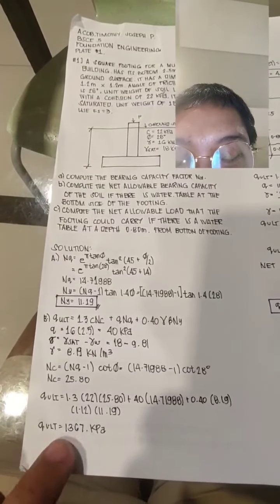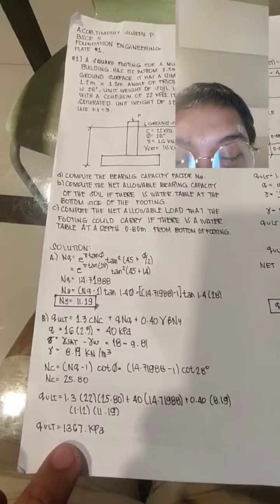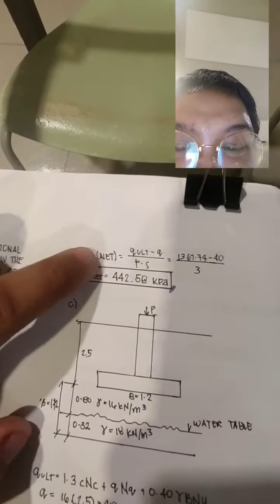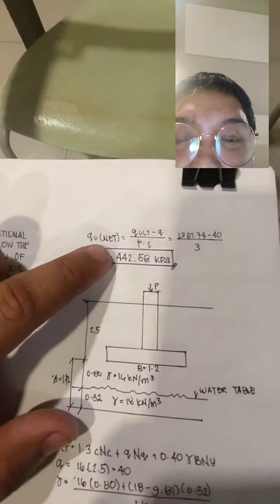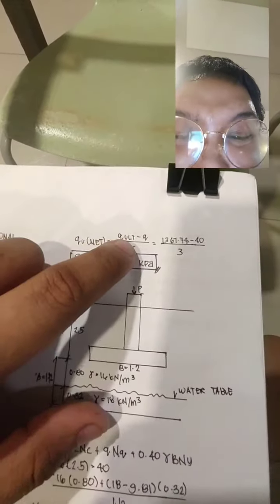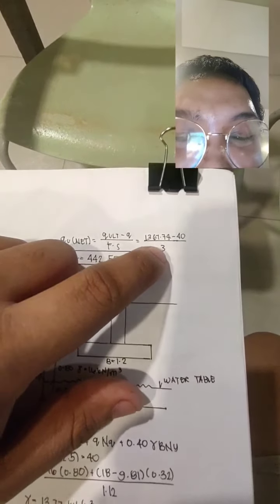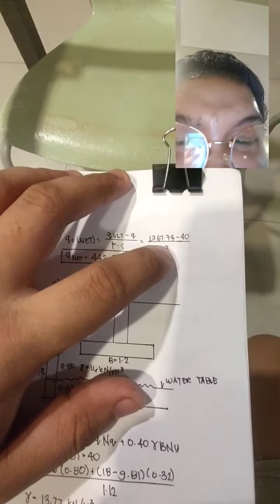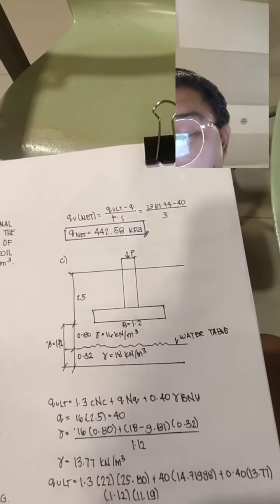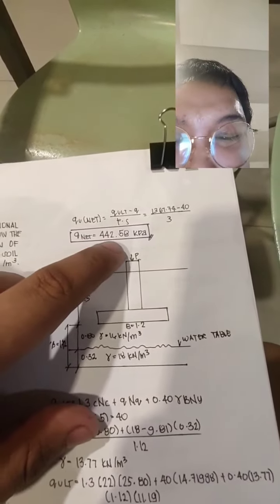So, our q ultimate equals 1367 kPa, and here it is. q net equals (q ultimate minus q) over Fs, equals (1367.74 minus 40) over 3. So, we get the net allowable bearing capacity of the soil. Here it is: 442.58 kPa.